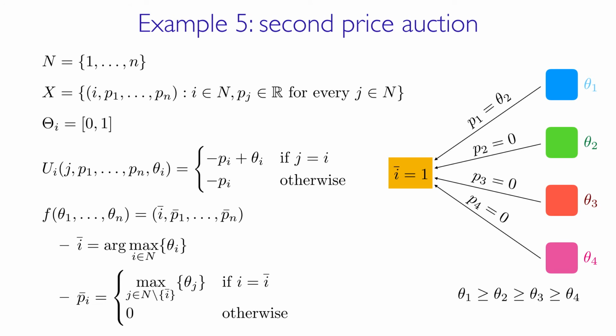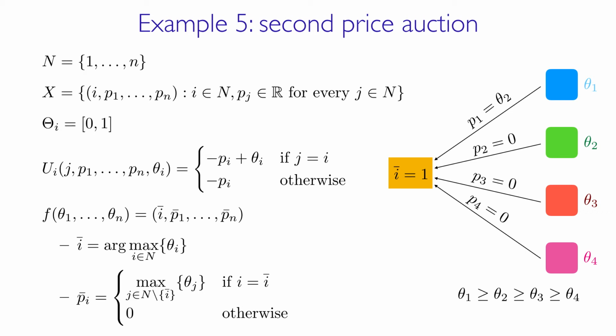Finally, consider the second price auction. Here, the winner, that is player 1, cannot improve her utility. Indeed, the payment will always be θ2 unless player 1 is not the winner anymore. But in this latter case, player 1 has a utility of 0. So player 1 has no incentive to misreport her type.